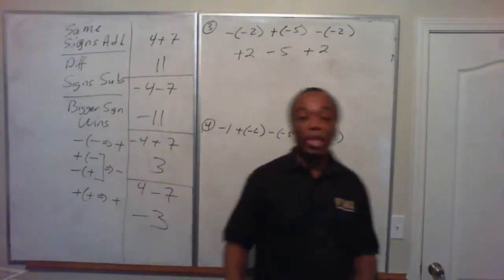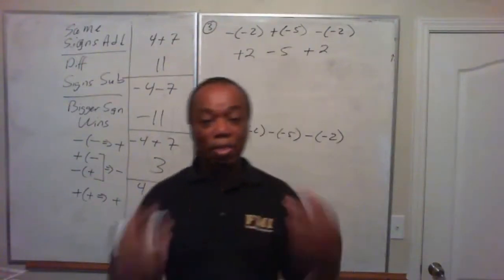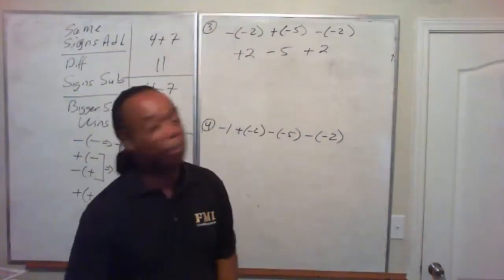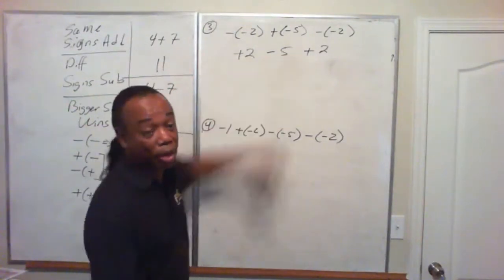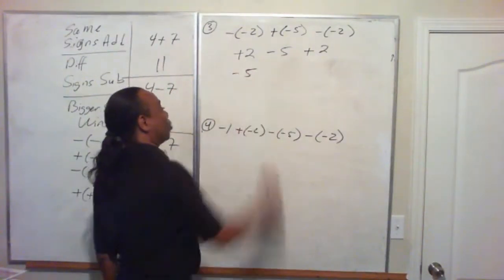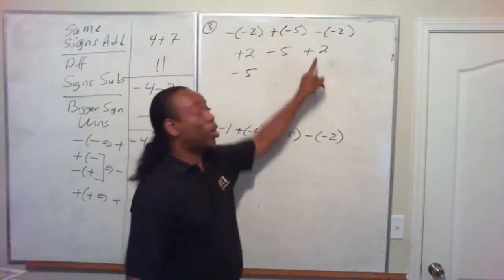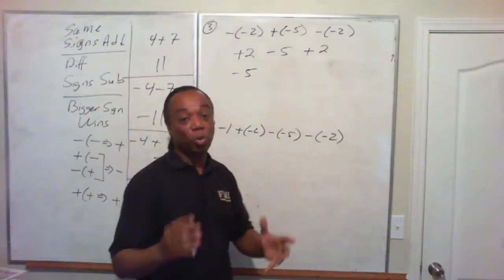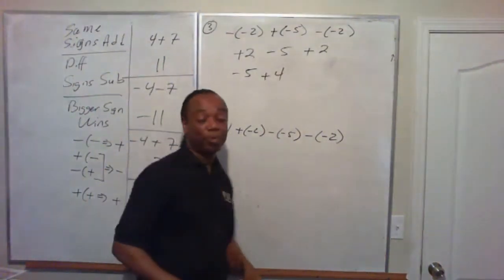So once again, converting all the double negatives first into single negatives, and then we start our process of putting things together. All right, so all our negatives, oh, we only have one negative, so that's negative 5. Okay, now all our positives. We have a positive 2 here and a positive 2 there. Same signs, add. So we'll get 4. Bigger sign wins, so that's positive 4.